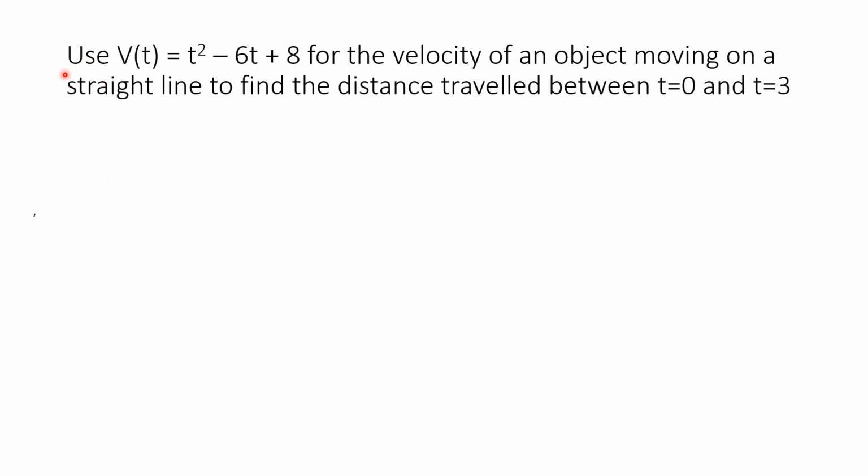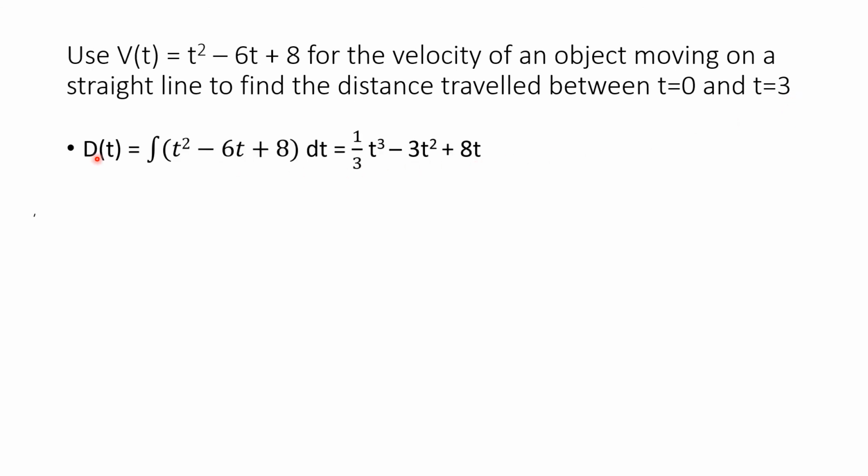This is the last question, and it's about using the velocity formula. V of t equal to t squared minus 6t plus 8. This is the formula for the velocity of an object moving on a straight line. We want to find the distance traveled between t equal to 0 and t equal to 3.